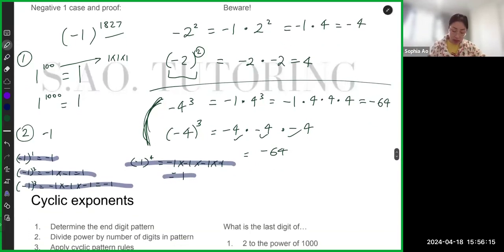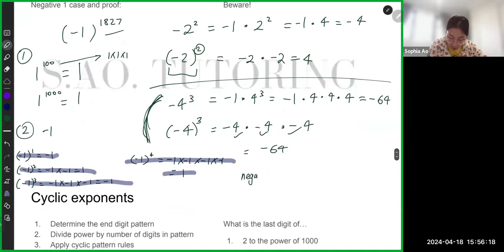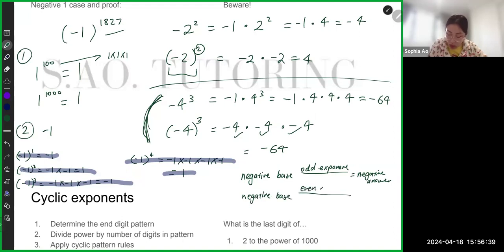The pattern is when you have a negative base raised to an odd exponent, you are going to get a negative answer. And when you have the same negative base raised to an even exponent, what we're going to get is a positive answer. You can test this out with just the four we have over here and see that being true. But why is this true?